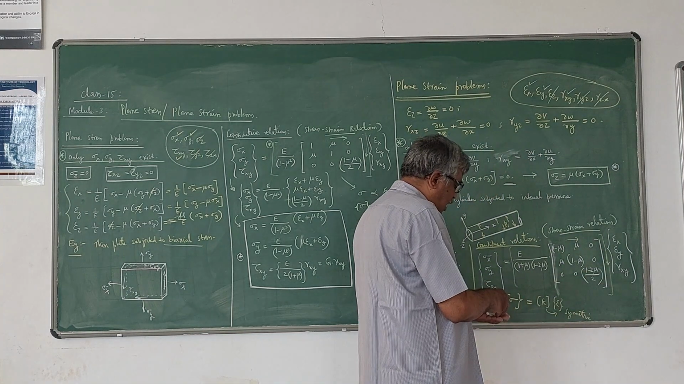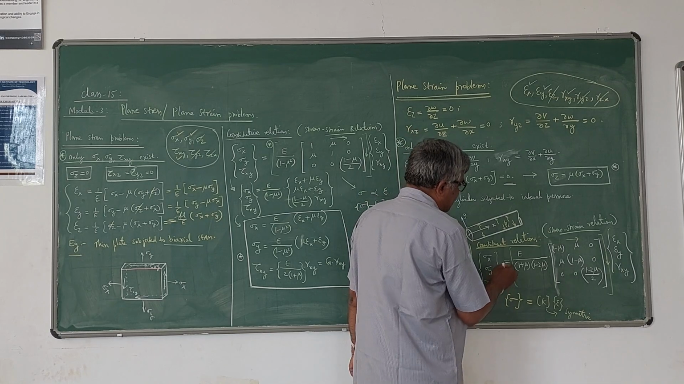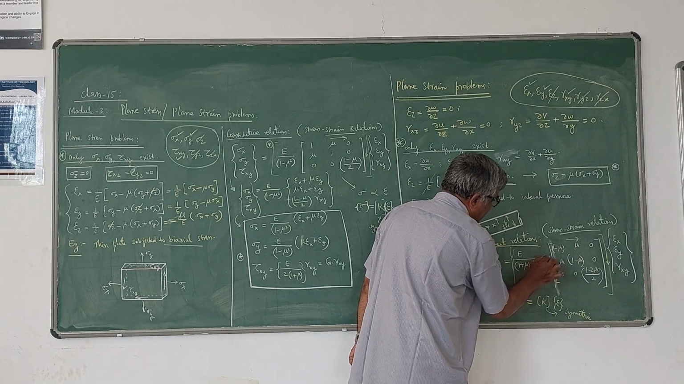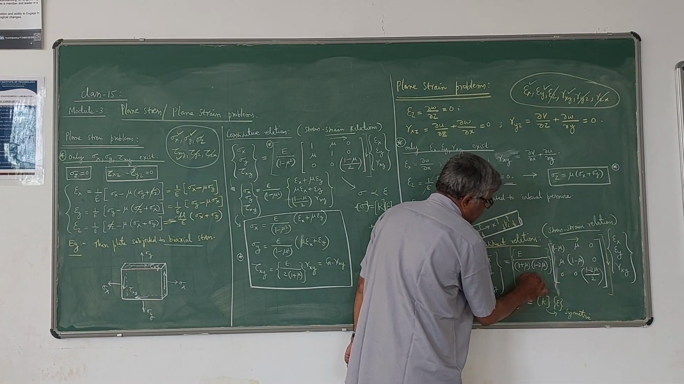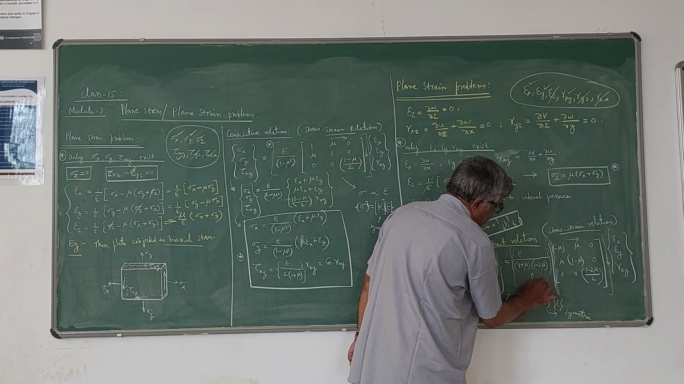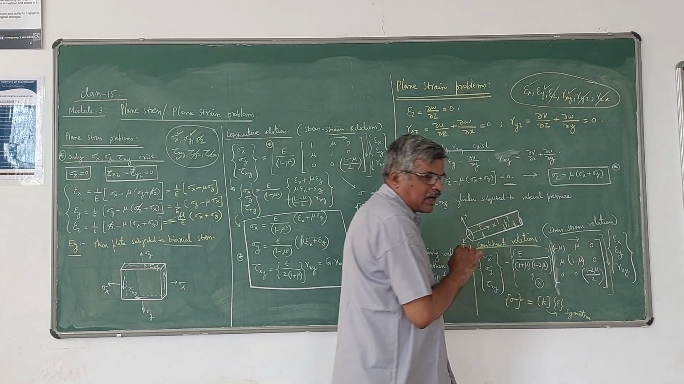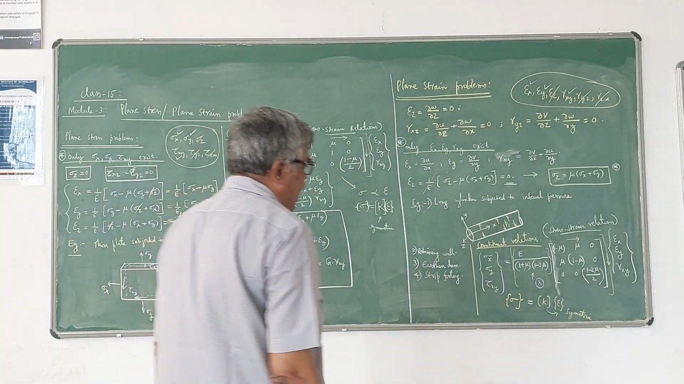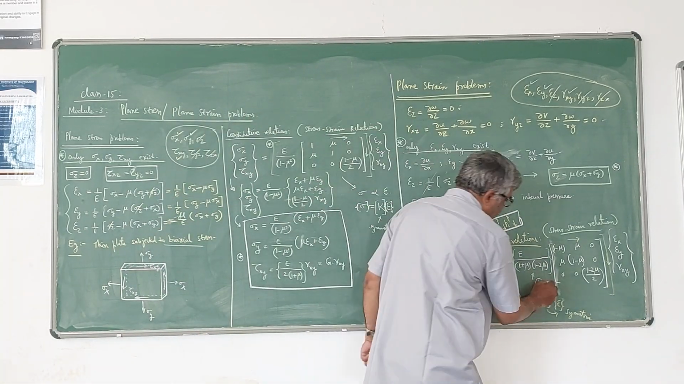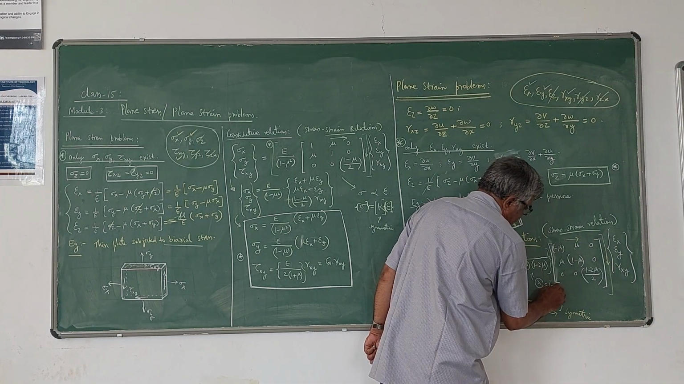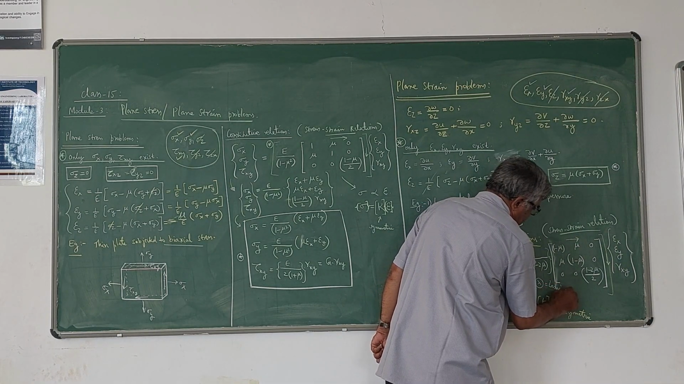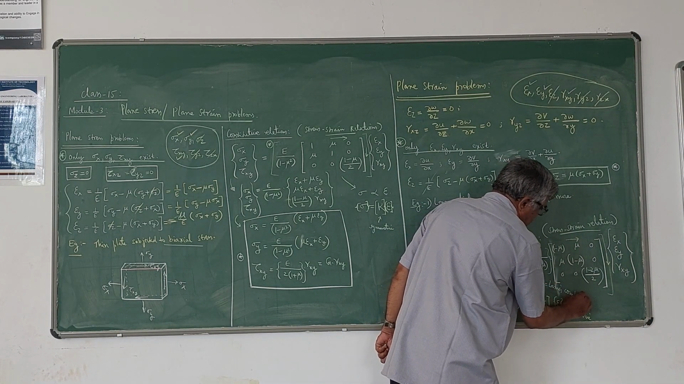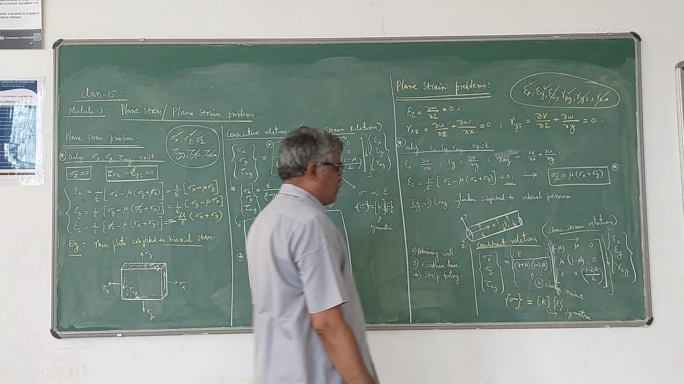Please note that already we know one thing. This entire E divided by 1 plus mu, 1 minus 2 mu, we have used it as lambda. Earlier we have done one derivation, Lame's equations. So this lambda is called as the Lame's constant. So Lame's constant depends on Poisson's ratio and Young's modulus, E and mu.